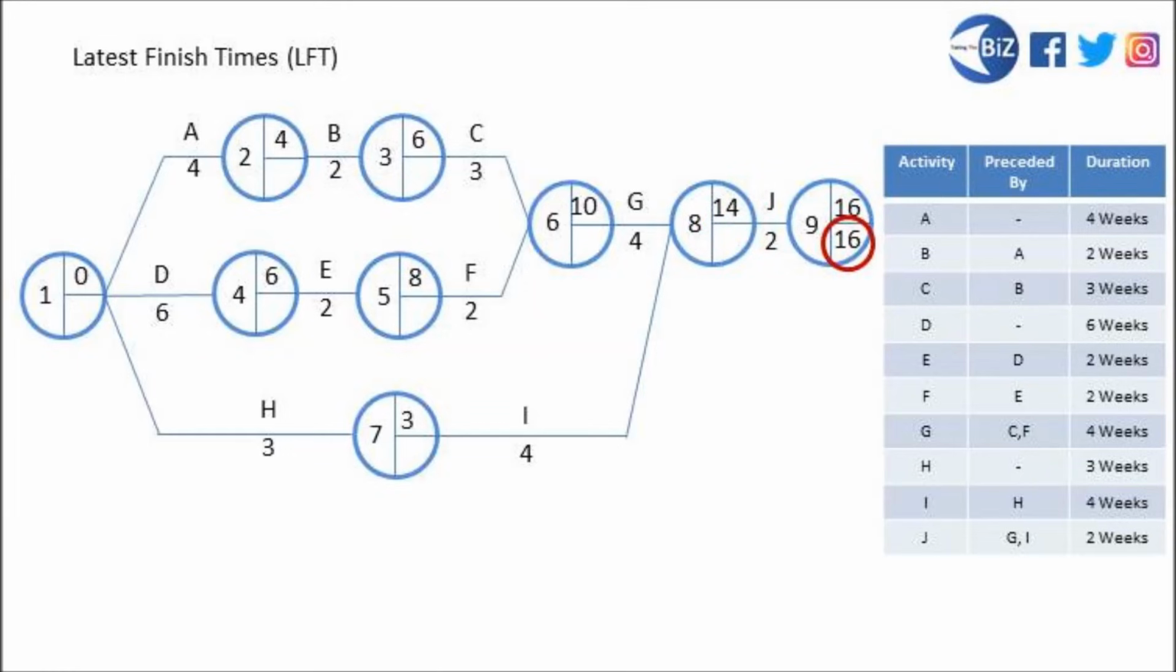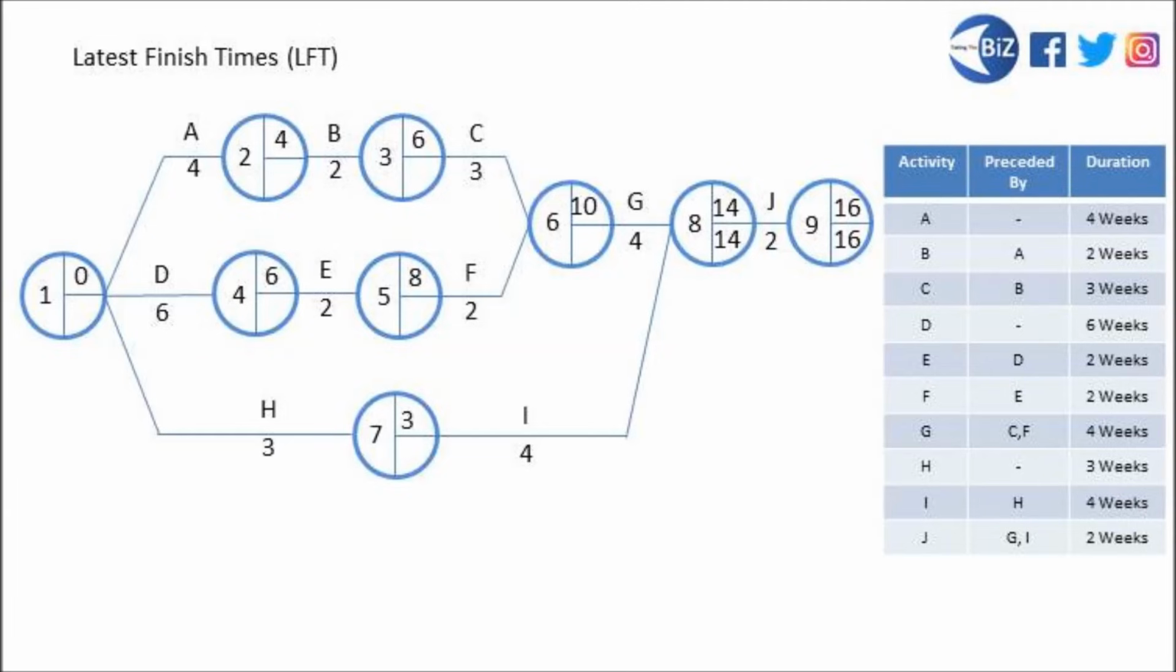That's 16 weeks. Now, as we calculate these latest finish times, we're very simply just going to take the latest finish time from the activity after, deduct the duration of that activity, and it's going to give us the latest finish time to write in the next node. So you can see for J, we've got 16 as its latest finish time. We're going to deduct the 2-week duration of activity J, and that means that in node 8, we're going to write that the latest finish time for activities G and I, you can see that they both join up to node 8, is 14 weeks.